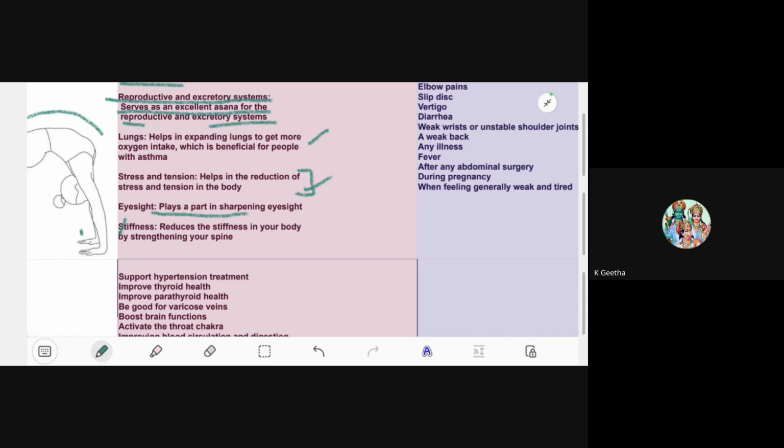Eyesight: it plays a part in sharpening the eyesight. Again, one should not close their eyes. In this asana, the backward bending, one should not close their eyes, and second, they should not hold their breath. Otherwise samadhi would be taken, I mean, samadhi will be there. So don't close your eyes and do not hold your breath. Stiffness: it reduces stiffness in your body by strengthening the spine.